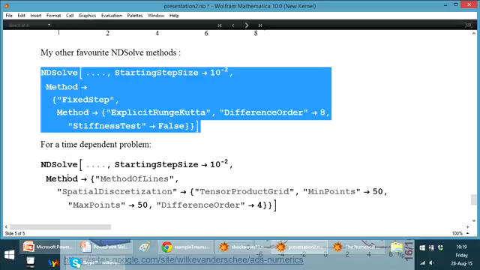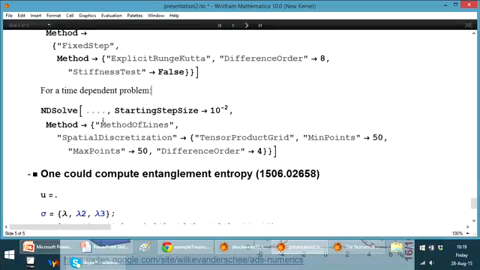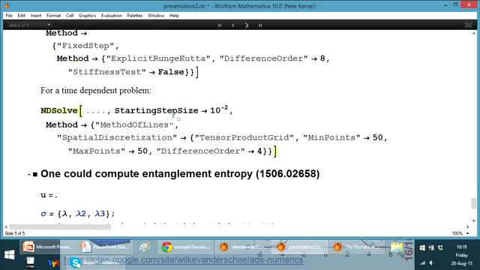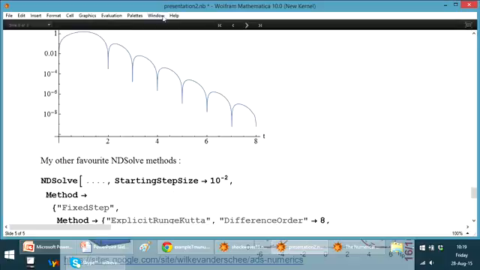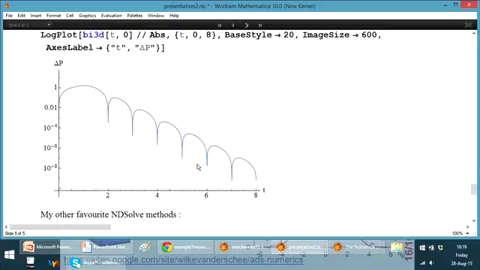And here I put also two of my other favorite NDSolve methods. If you have a time-dependent problem and your NDSolve doesn't give you the right solution instantly, I usually use this method of lines, and you can do some spatial discretization with some difference order. You can do it spectrally, or you can do some lower order scheme. You specify the number of points. This Runge-Kutta I already showed, but just to give you some reference, you can look at it later if you're interested. And with this, I think I would like to stop.